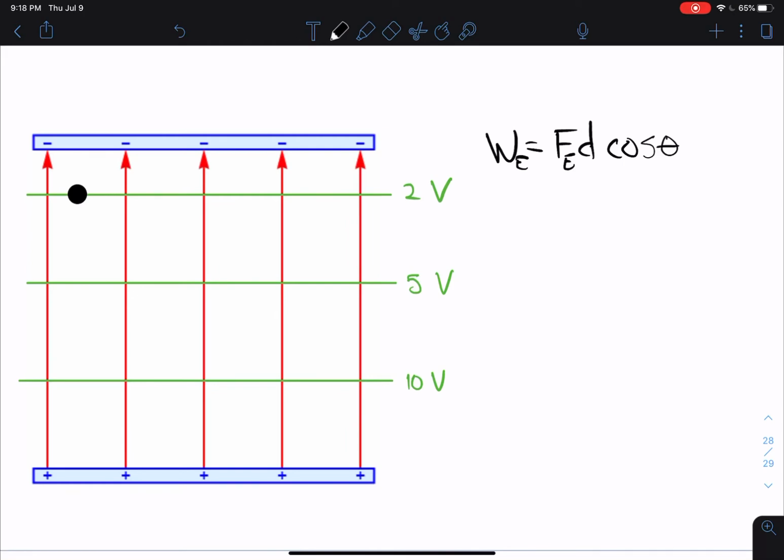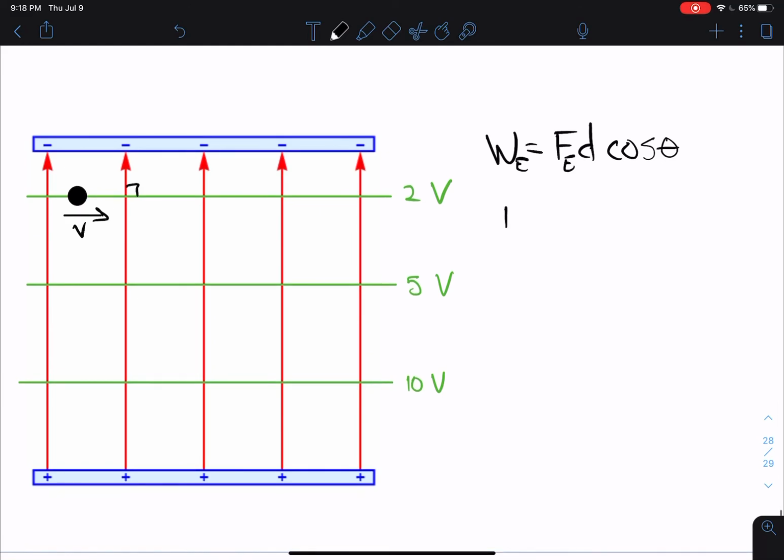Okay, so let's say I move this charge to the right. That's its velocity, it's to the right. Now remember that these E-field lines are perpendicular to the equipotential lines. And that's important to know because remember that the electrostatic force is equal to the charge times the electric field.